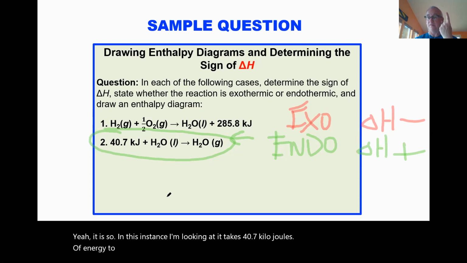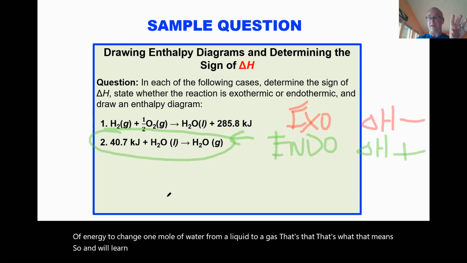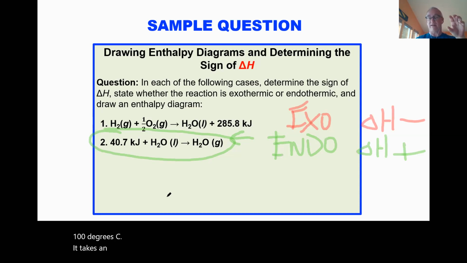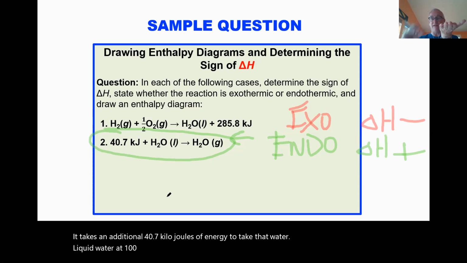Yes, it is. So in this instance, it takes 40.7 kilojoules of energy to change 1 mole of water from a liquid to a gas. That's what that means. And we'll learn later how we're going to calculate this. What it basically means is that at 100 degrees C, it takes an additional 40.7 kilojoules of energy to take liquid water at 100 degrees C and convert it into vapor at 100 degrees C.